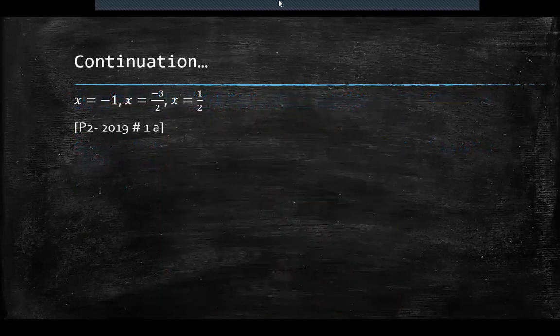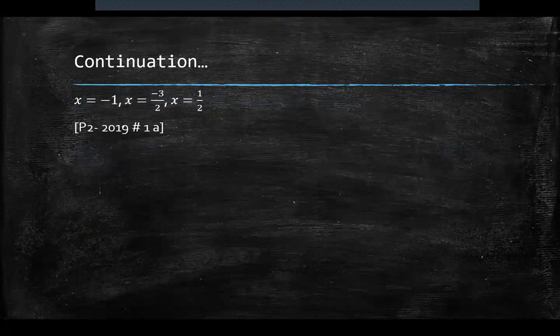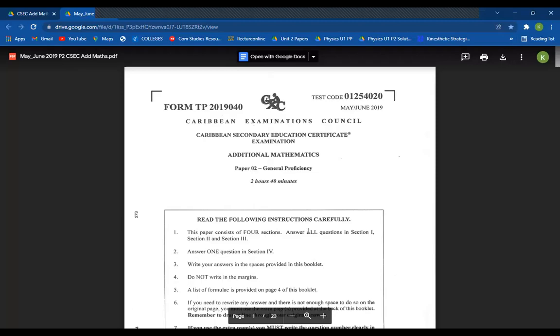This is the last past paper question we have to do. That's it for past paper question. That's it for polynomials. Ask me any questions after. So this is what we're doing now. Paper 2, 2019, number 1, 8.